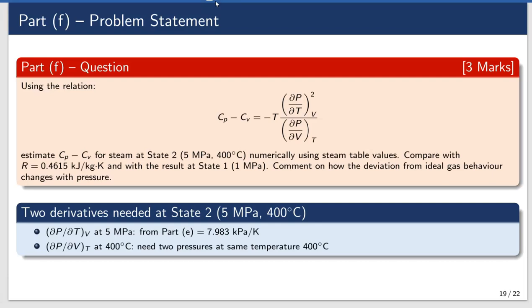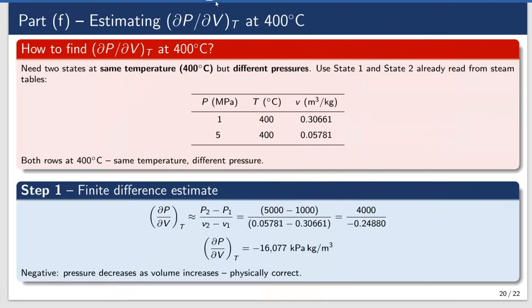Now question F: Cp minus Cv, we have this equation. First we have to calculate dou P by dou T squared at constant V, which we already calculated in part E: 7.983 kilopascal per Kelvin. Now we have to calculate dou P by dou V at constant temperature, at 40 degrees centigrade. For that we need two pressures at the same temperature, 40 degrees centigrade. We have the steam table data, so from that we can calculate dou P by dou V, which is minus 16.077 kilopascal kg per meter cube.